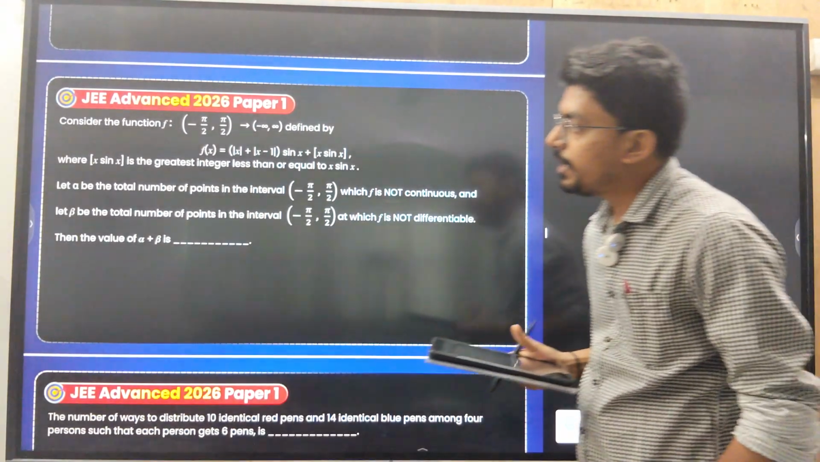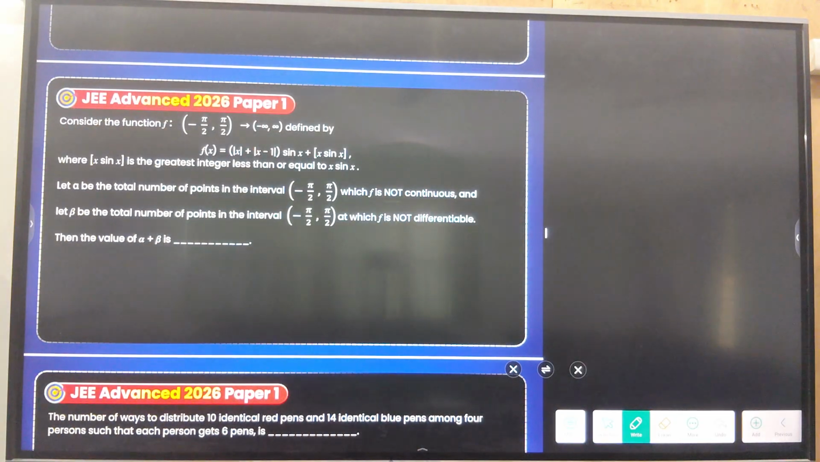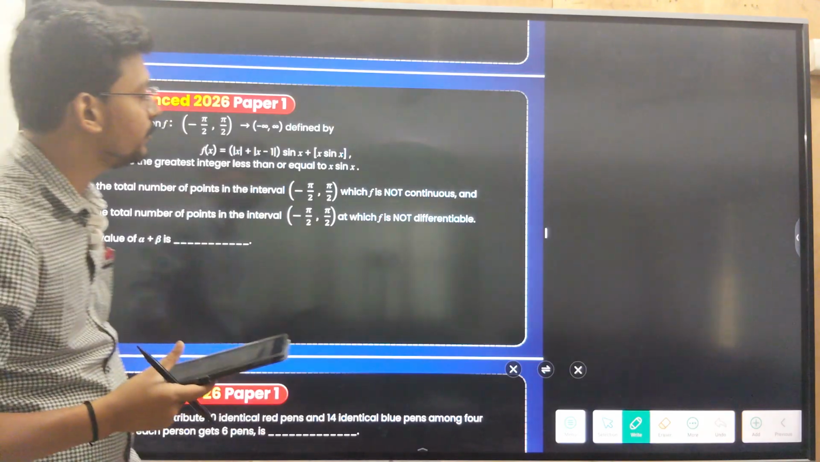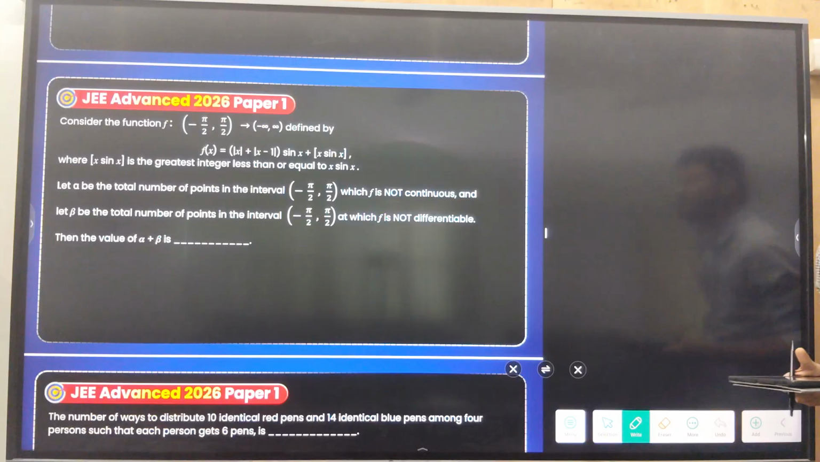So this is a numerical type question, and this question is taken from the chapter continuity and differentiability. Here the domain is defined from minus pi by 2 to pi by 2, and the function is given as mod x plus mod x minus 1 times sin x plus box of x sin x. Here box represents the greatest integer function. So they are asking about the continuity and differentiability.